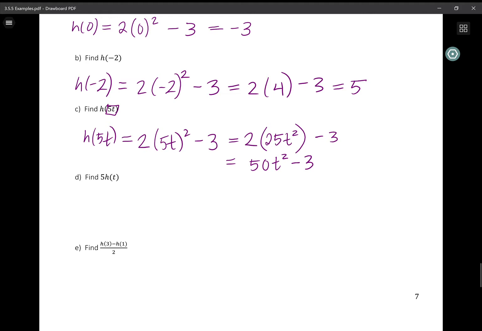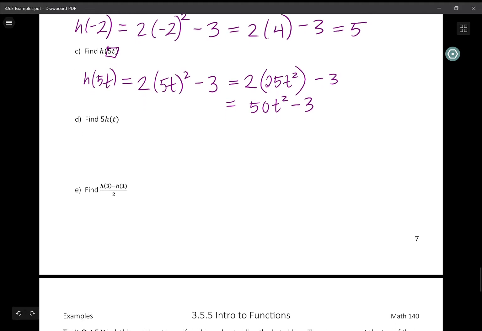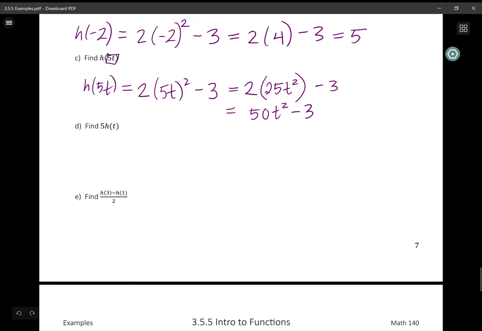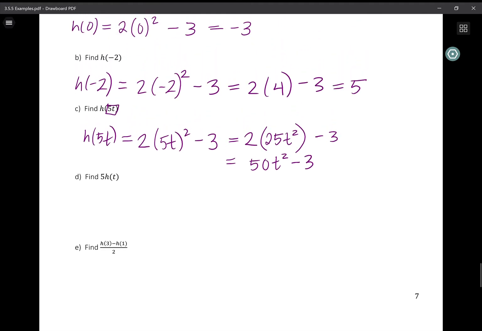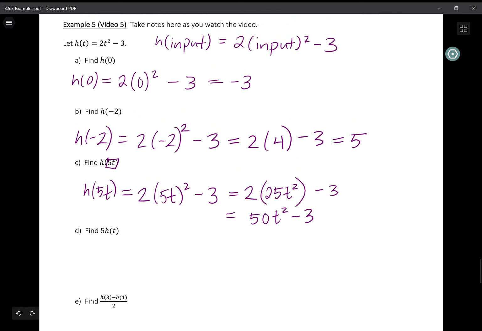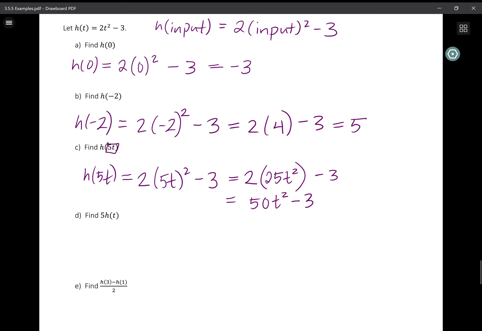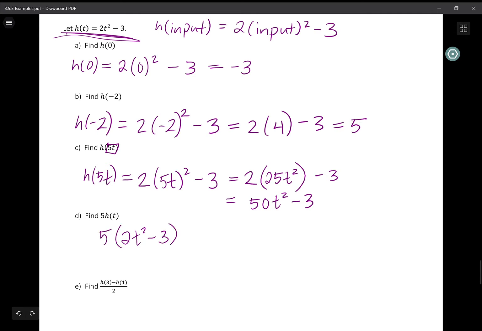Okay, this next one is a little bit different. We have 5 times h of t. So this isn't asking us to plug in 5t like the last time. It's just asking us to plug in t and then multiply the whole thing by 5. So if we plug t into h, we go back to our definition, we know that that should just give us 2t squared minus 3. If we then multiply the whole thing by 5, we're going to get 10t squared minus 15.